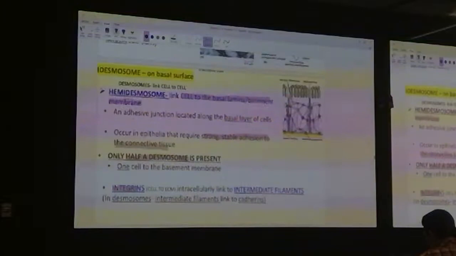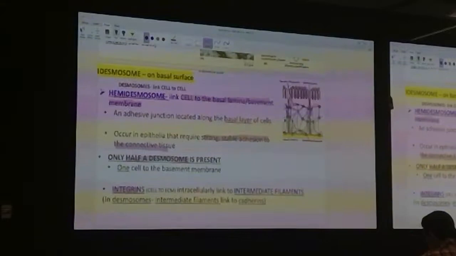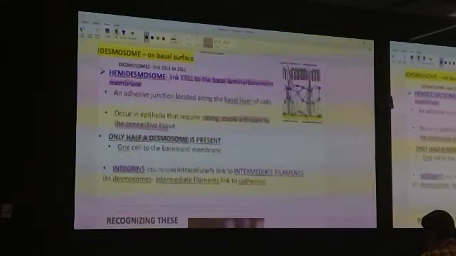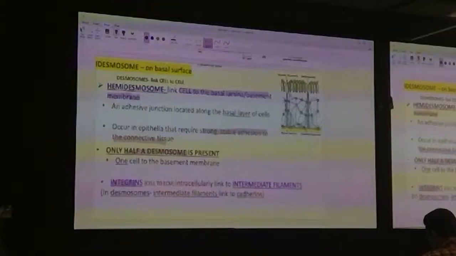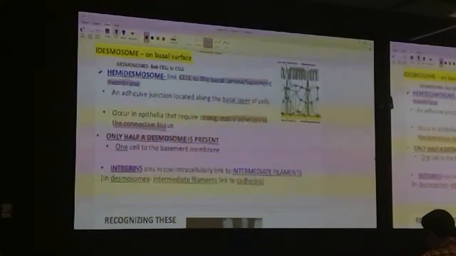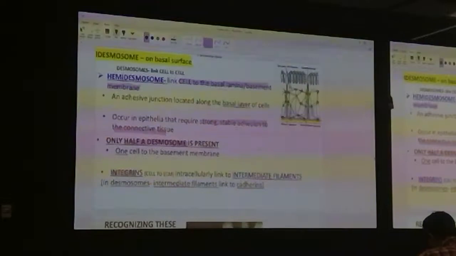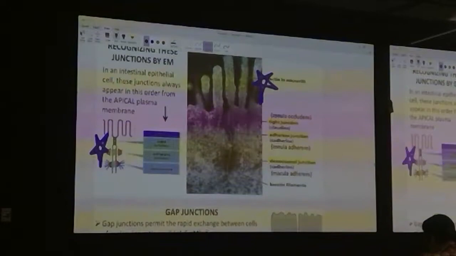And then hemidesmosomes are the only ones on the basal layer, and instead of cell to cell, it's cell to basement membrane. Oh, and hemidesmosomes are the only junctions that attach to the basal lamina. Just know that instead of cadherins, it uses integrins. And then just be able to recognize what they look like in an EM picture.